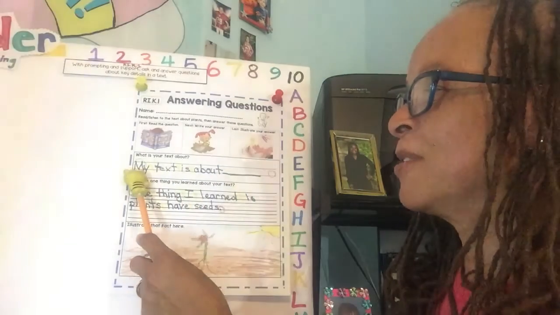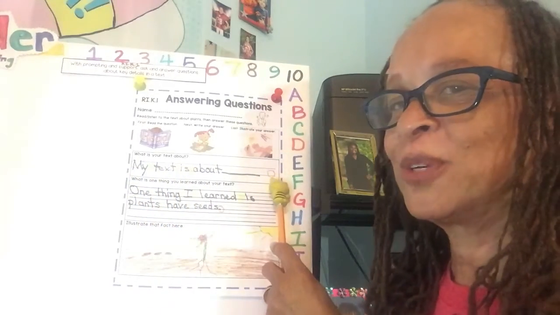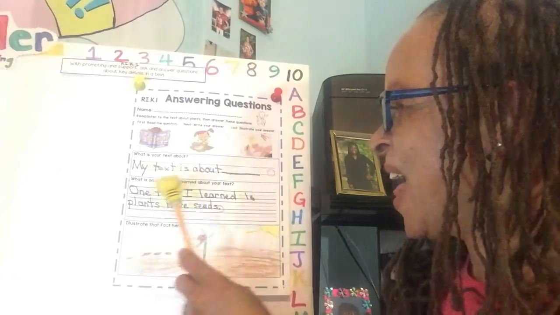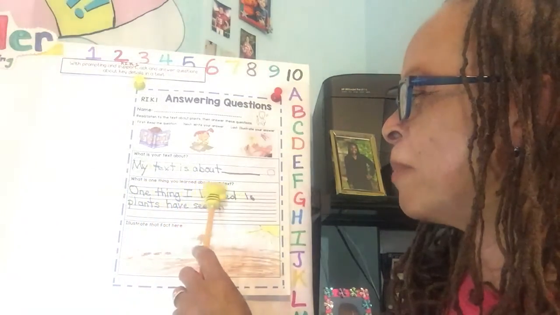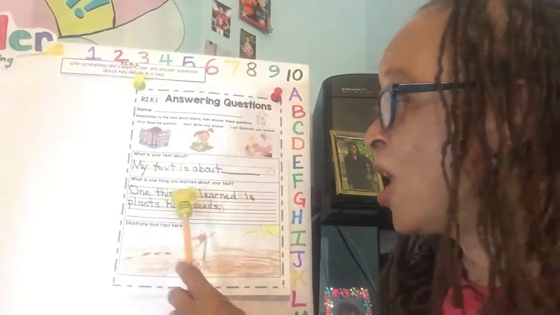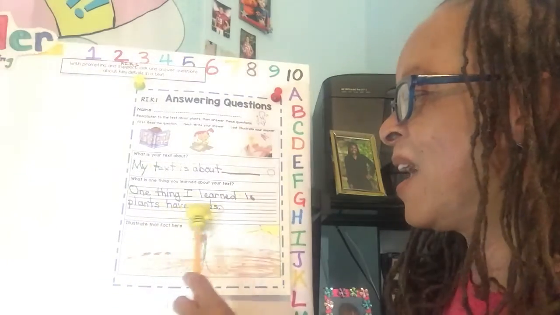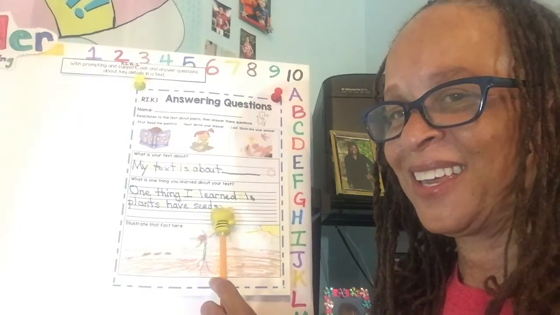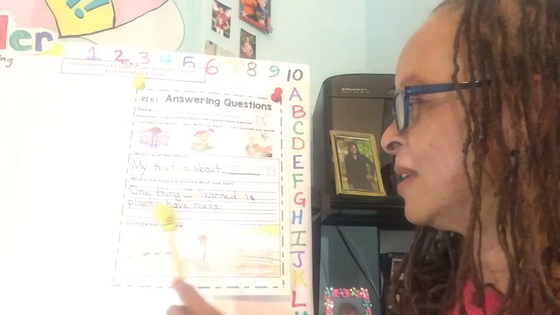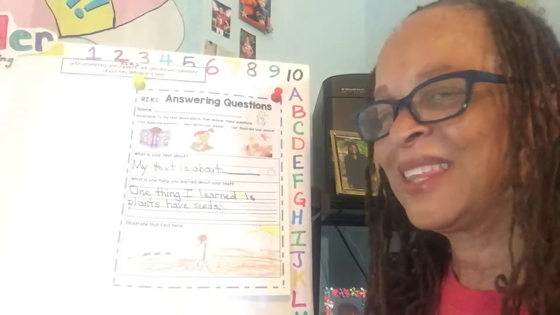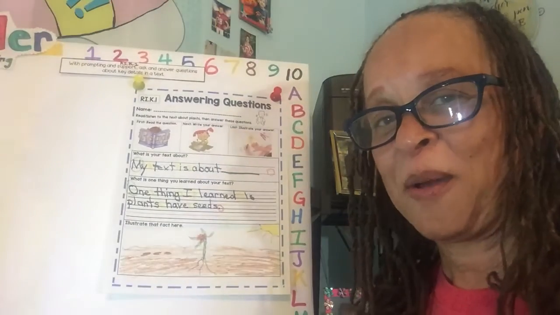Did I have a capital letter at the beginning? I have space in between. Punctuation at the end. My next question is, what is one thing you learned about your text? One thing I learned is plants have seeds. And then I used my writing stoplight again. And the last thing I needed to do is illustrate my text.